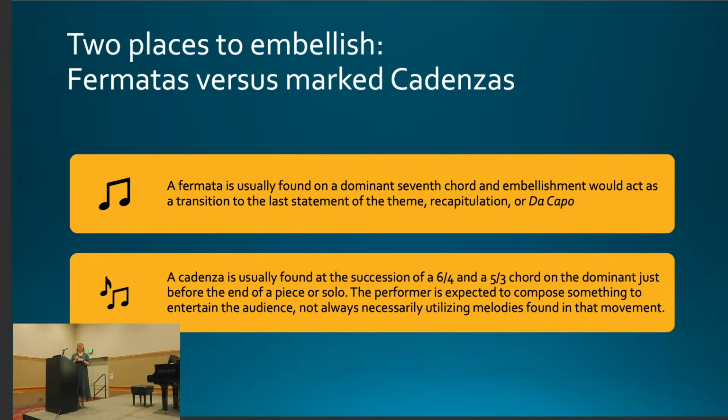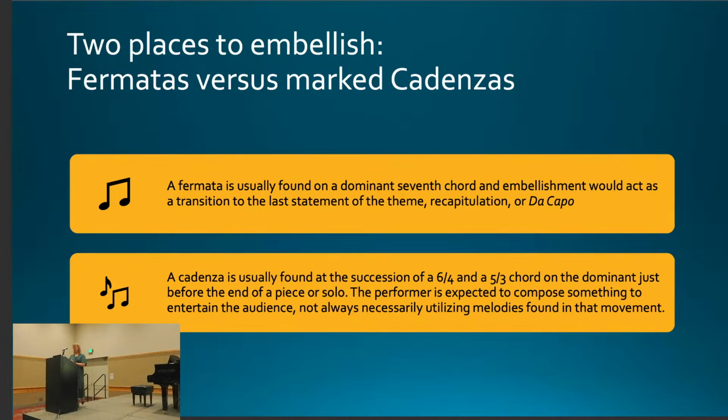So there's two places that we're going to talk about embellishment today, fermatas versus marked cadenzas. Your fermata or your Eingänge is going to be usually a dominant seventh chord. It's usually found at a cadence point right before either a recapitulation or a da capo, a return from B back to the A section of a piece. Versus a cadenza is usually found at the ending section of a movement, a succession of a 6/4 to a 5/3 chord in the dominant key. And it's just before the very end of the solo.